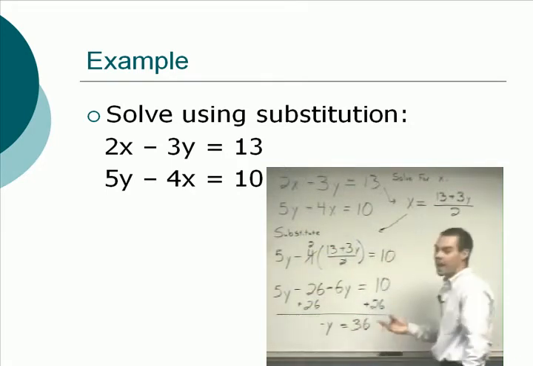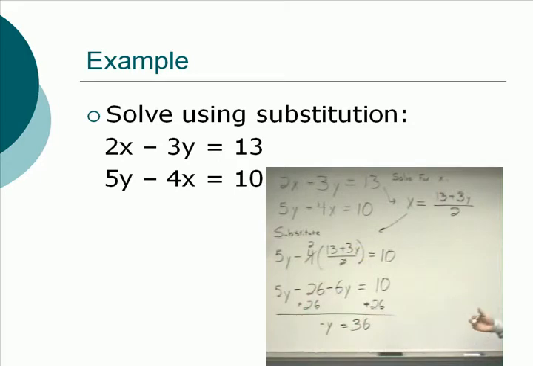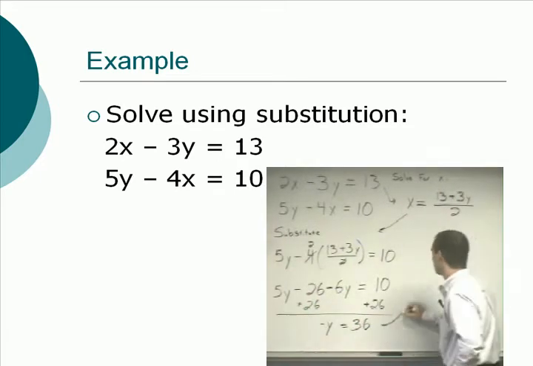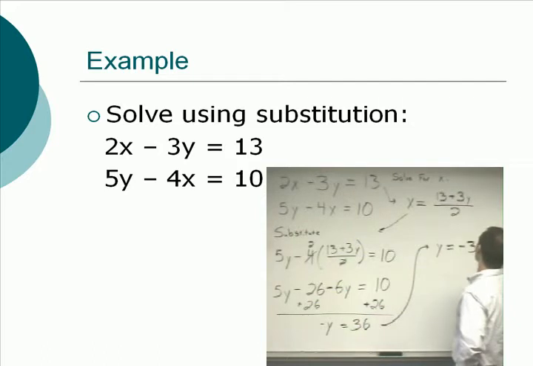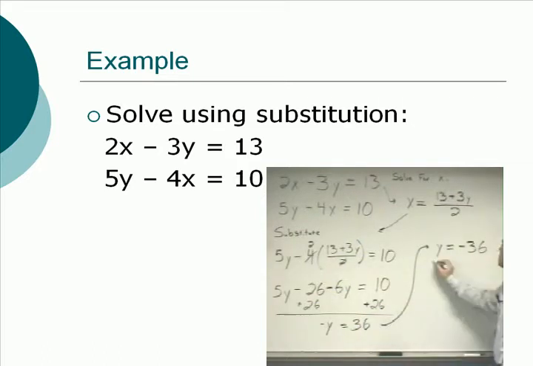And so we've got half of our system solved. We now know what y is. What's y equal to? Y equals negative 36. Okay, so we're half done.